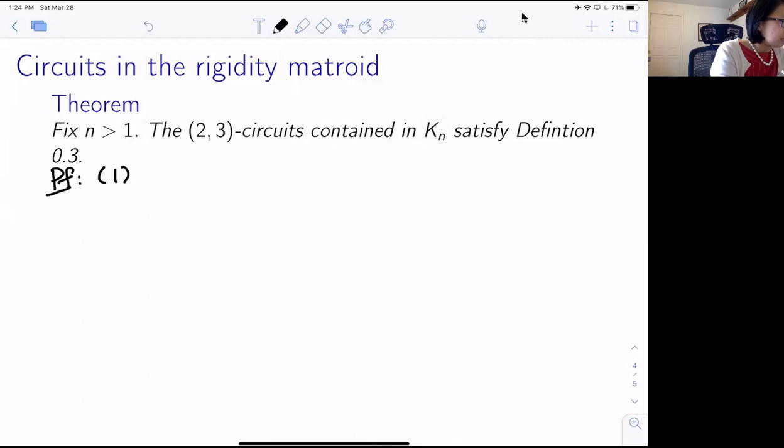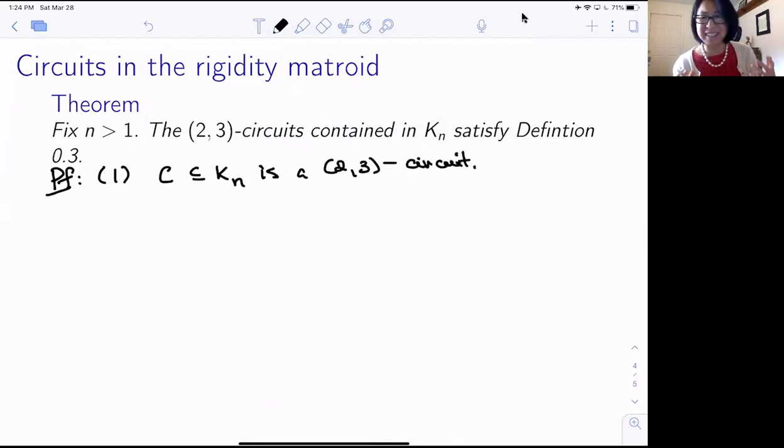For the first one, suppose that C contained in Kn is a 2-3 circuit. So remember, what is a 2-3 circuit? It's a graph where if I remove any edge, it's 2-3 tight. Okay, so that means if it's a subgraph on n prime vertices and it's a circuit, it will have 2n prime minus 2 edges, and any subgraph is tight.